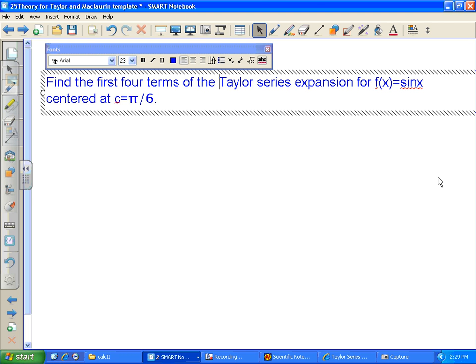Let's go ahead and finish this one, at least for our online students. And I modified the question a little bit. I made it find the first 4 terms of the Taylor series expansion for f of x equals sine x centered at pi over 6. Okay, so because this is going to be a Taylor series, we need to find the successive derivatives, but instead of plugging in 0, we're going to plug in pi over 6, right? So let's begin by, first of all, finding the successive derivatives of the sine function.